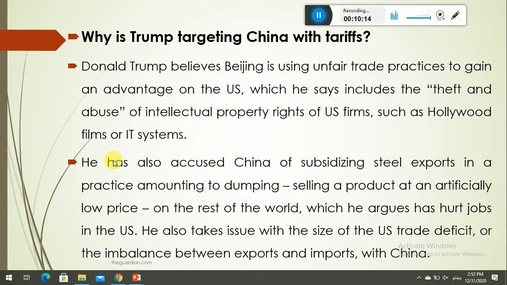Donald Trump has also accused China of subsidizing steel exports in a practice amounting to dumping, selling a product at an artificially low price. There is one policy, called the dumping policy. Dumping is when a company or a country wants to sell their product at a very low price in another country. For example, Chinese steel: they are using a dumping policy so they can take over the market and defeat their competitors.